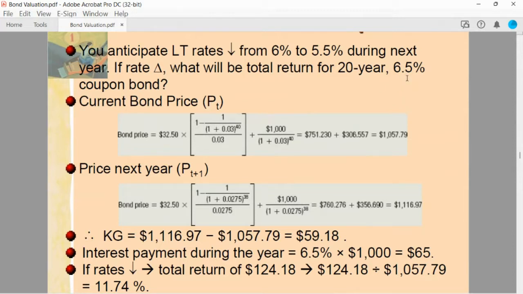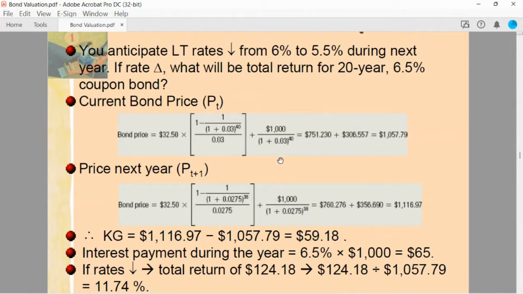Coupon is 6.5, so $65 is the annual coupon, and then semi-annual is 32.5, yeah? And then running it through the formula, and then 40 semesters, right? And then we come to 1,057. We already know it's going to be a premium bond because the coupon rate is greater than the discount rate.